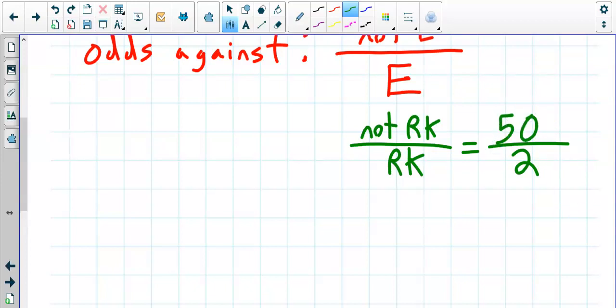So you can see that these are not like probabilities. There's not a total on the bottom. But if you do look at these two numbers and you add them up, you do get the total amount of cards that you had in the deck.